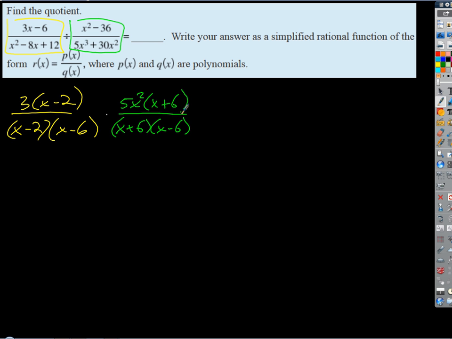What can we do if we're just trying to write a simplified polynomial? What can we do at this point if we're multiplying? We can't do this if we're adding or subtracting, but if we're multiplying, what can we do? Yep. I got one. Yeah.